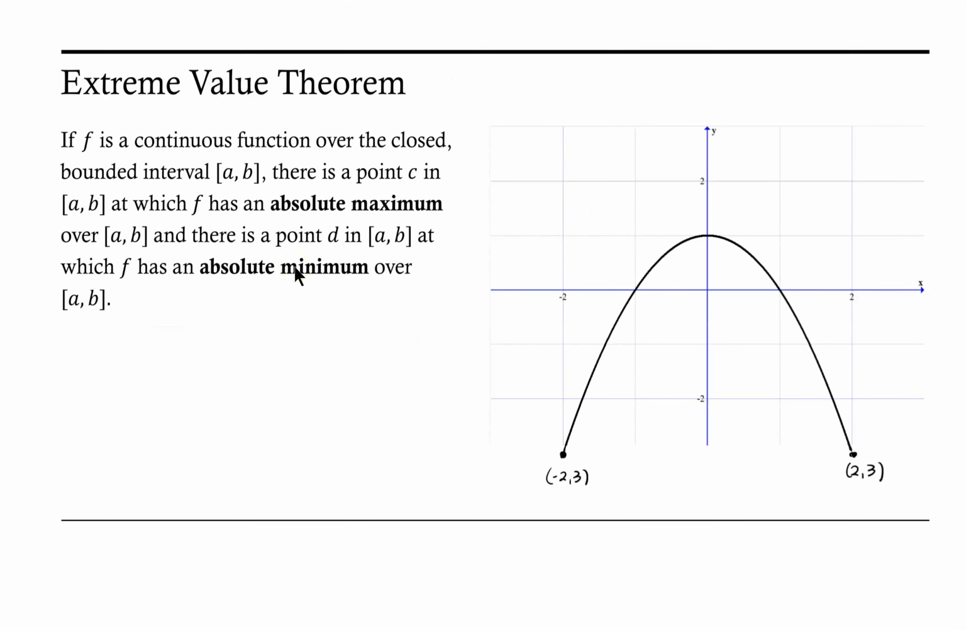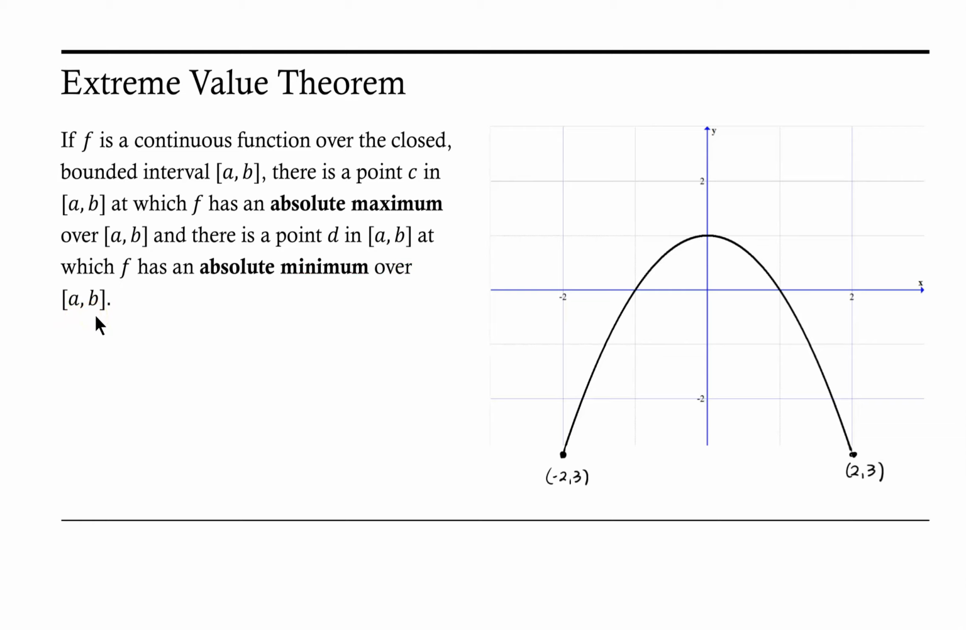So let's go ahead and take a look at a theorem that talks about these two types of maximums and minimums. We have the extreme value theorem, and it says if f is a continuous function over a closed bounded interval [a, b], there is a point c in that interval at which f has an absolute maximum over that interval, and there's a point d in the interval at which f has an absolute minimum over that same interval.